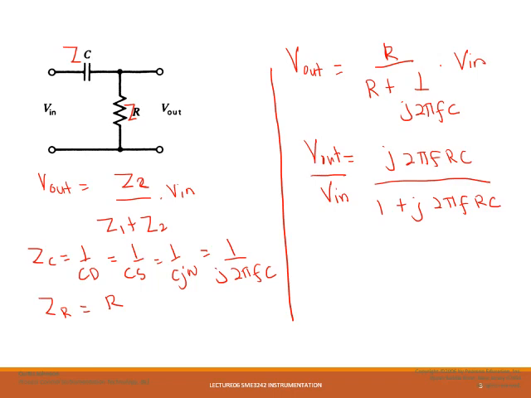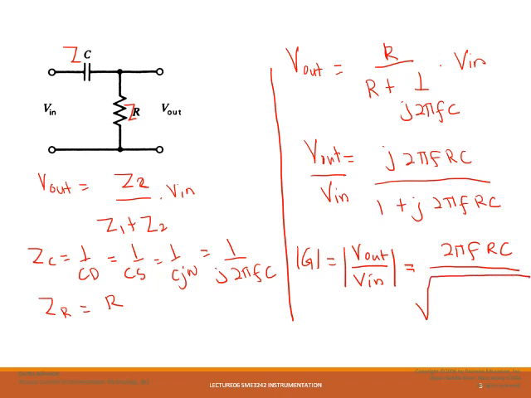From this equation, we are also able to get the gain, or the output voltage per input voltage ratio, in magnitude, which is equivalent to 2 pi F RC over the square root of 1 plus (2 pi F RC) squared.